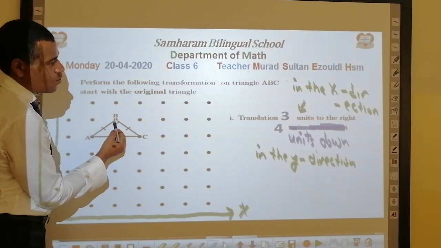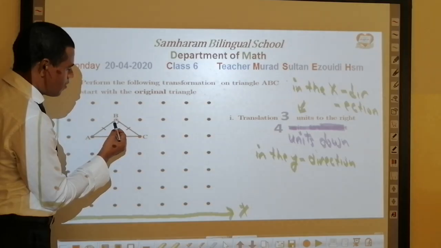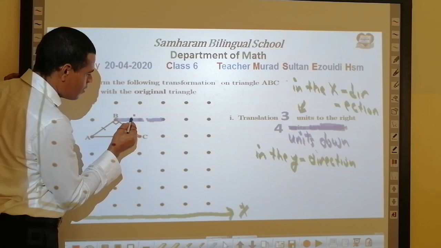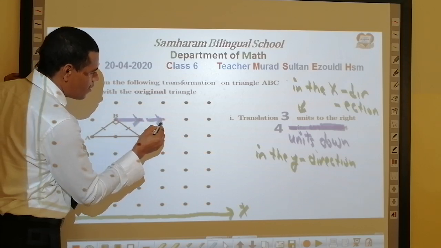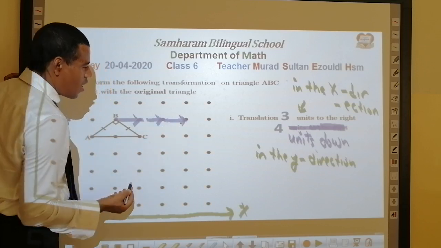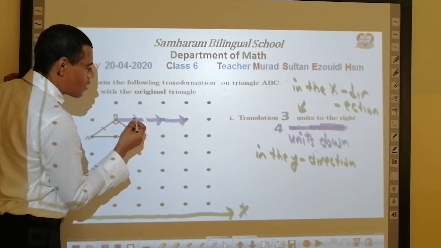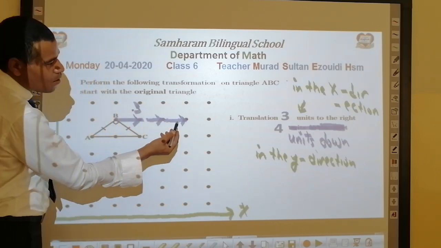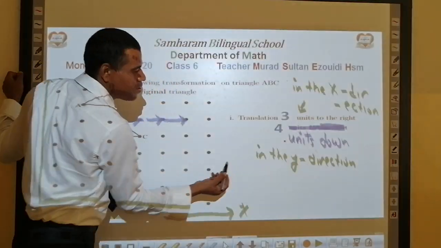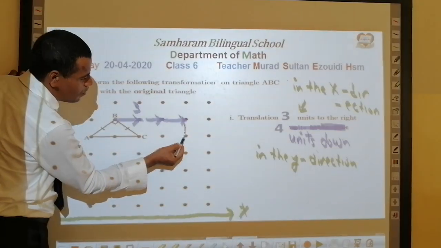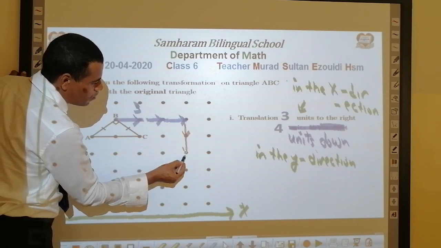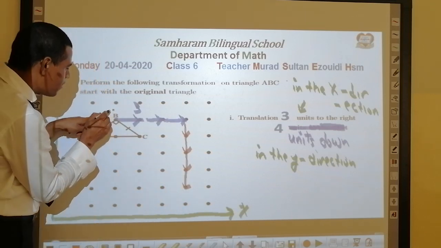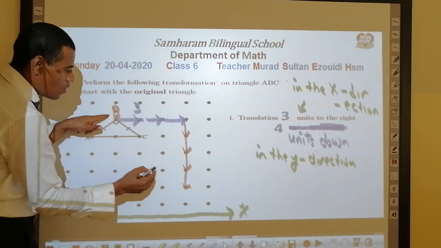I will start from B. So 3 units to the right in the x direction: 1 unit, 2 units, and this is 3. Now I move it 3 units to the right in the x direction. Now I will slide down 4 units in the y direction. This is 1 unit, this is 2, this is 3, this is 4. So this point B, my kids, will be B prime.